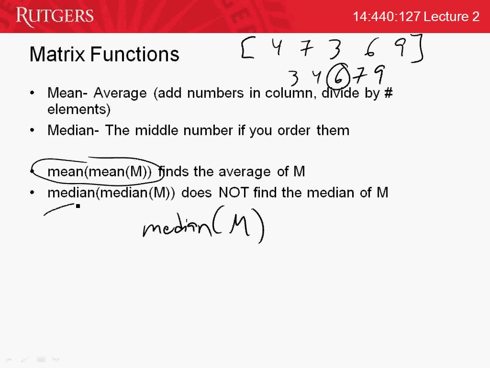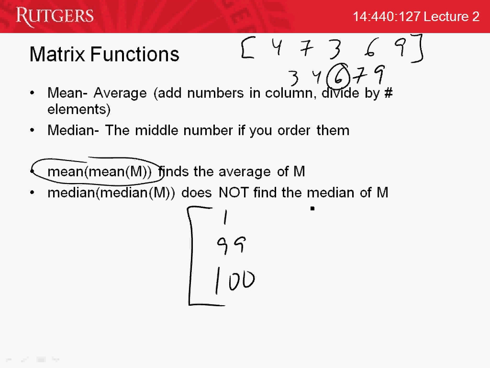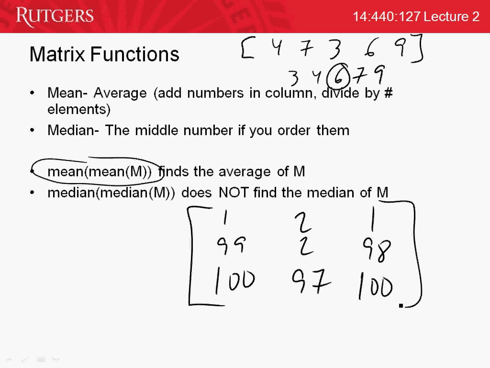Note, however, that median of the matrix does not find the overall median of the matrix. Why is that? Oh, well, there's something interesting going on. I'll give you a basic counterexample. Here, if we have this following matrix, 199, 100, 2, 2, 97, 198, 100, we found the median of each column, 99, 2, and 98, and found the median of this, we would say, oh, the median, I guess, is 98. However, we notice this is not the case.